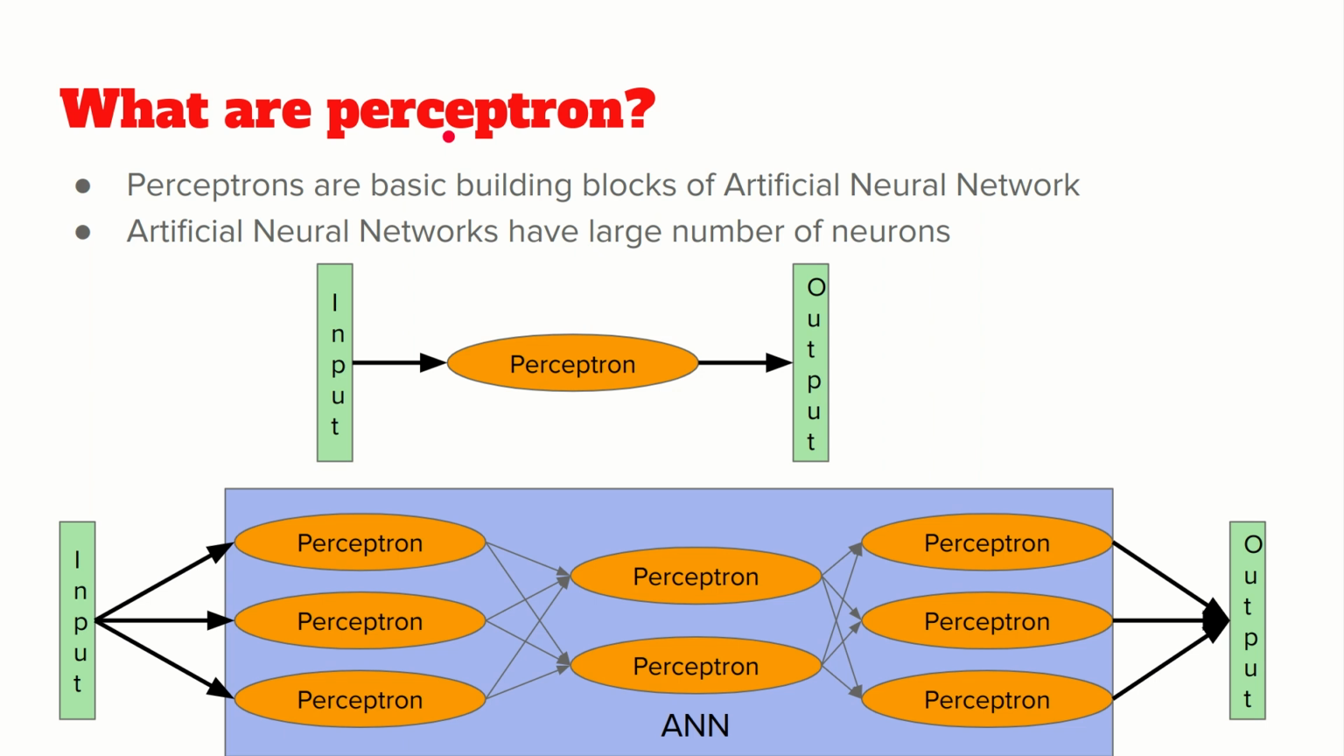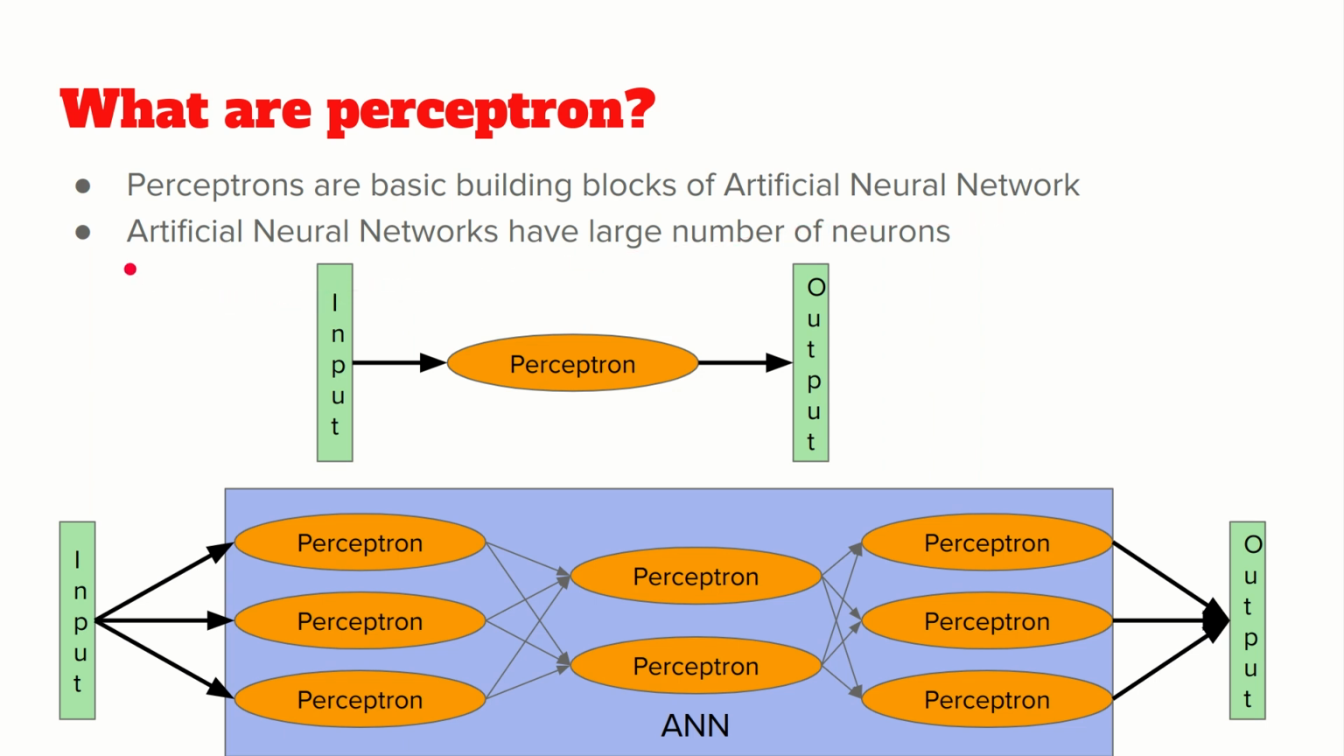So in this video, I'll be explaining what perceptrons are. Perceptrons are very basic building blocks of artificial neural networks. These are the most fundamental computational units of artificial neural networks. You can think of them as analogous to neurons in the biological nervous system.